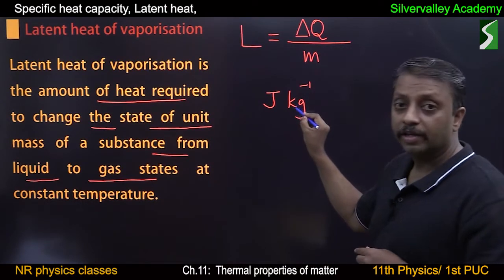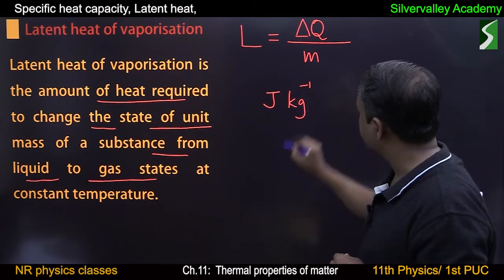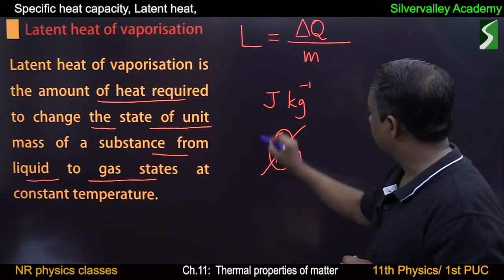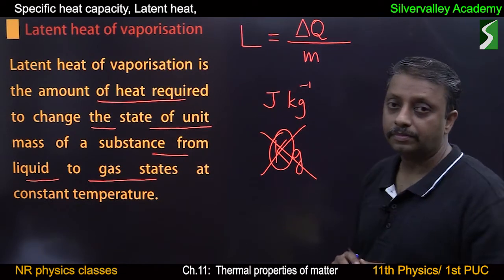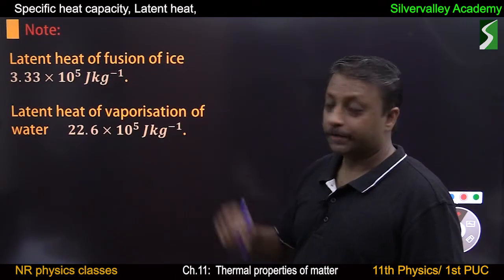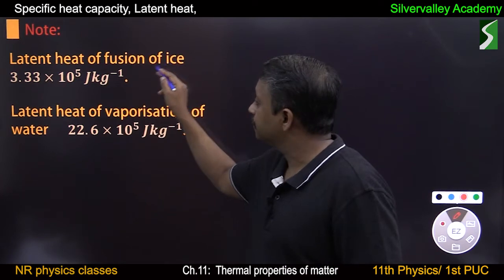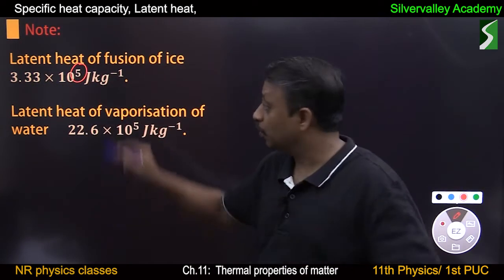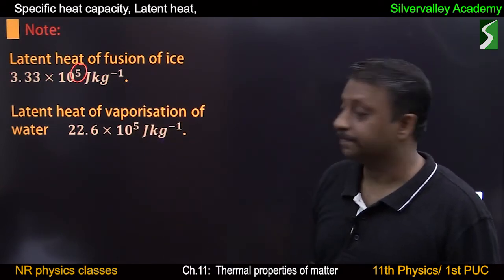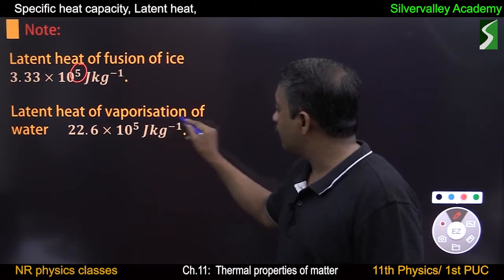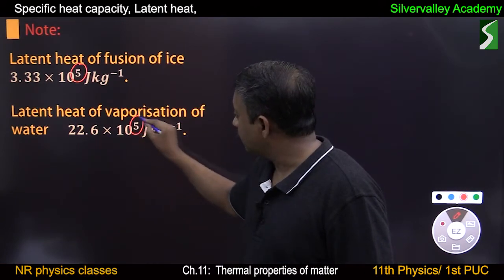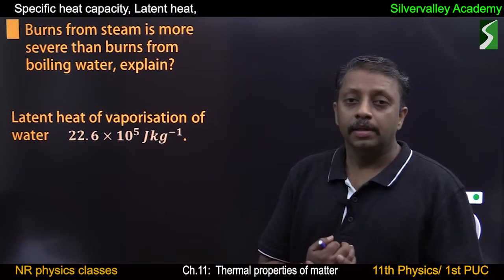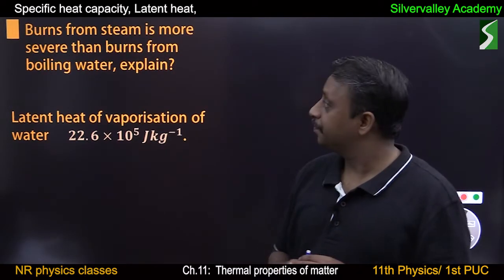Students, take care of this. It is small letter k. Don't write like this. Okay, small kg. Note, latent heat of fusion 3.33 × 10^5 joule per kg. That's a lot of energy. Latent heat of vaporization 22.6 × 10^5 joule per kg.